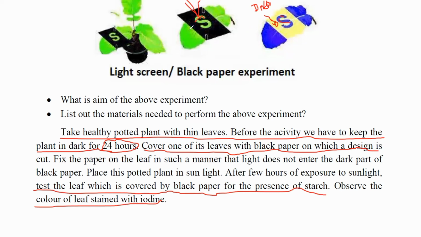In the same way, the part not covered by the black paper also turns into blue black color when we test it. So the part of the leaf which is exposed to the light turns into blue black color. The part of the leaf covered by the black paper does not receive the sunlight, so it does not turn into blue black color. By this we can conclude that sunlight is essential for photosynthesis.